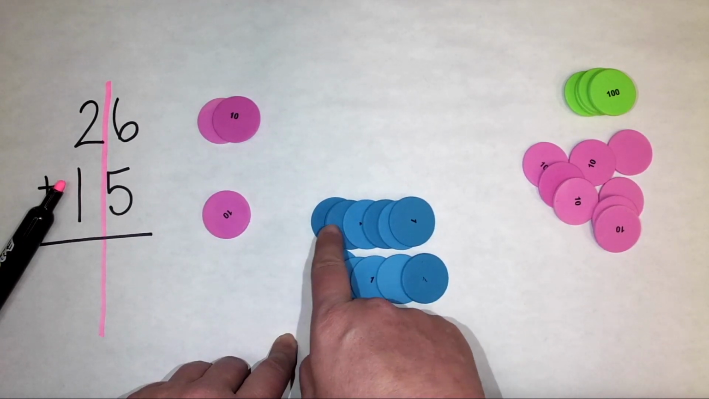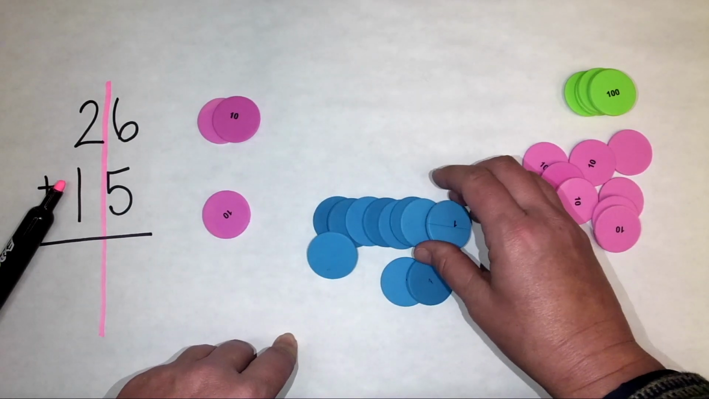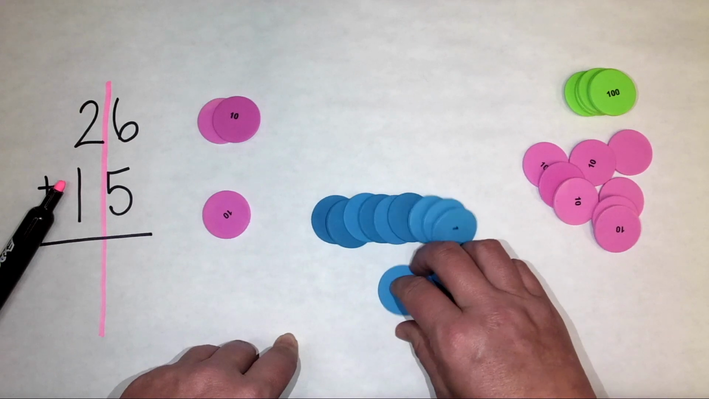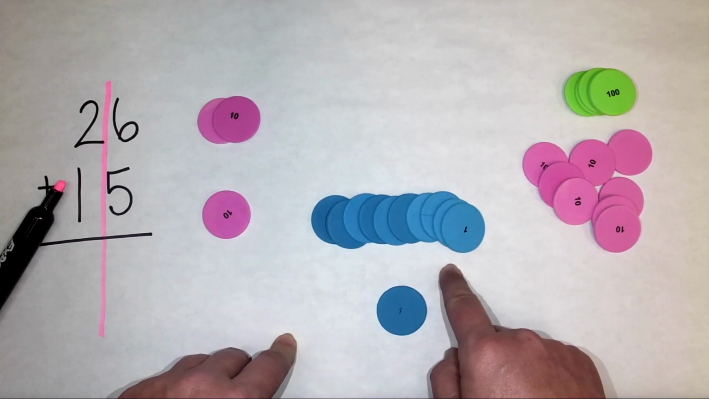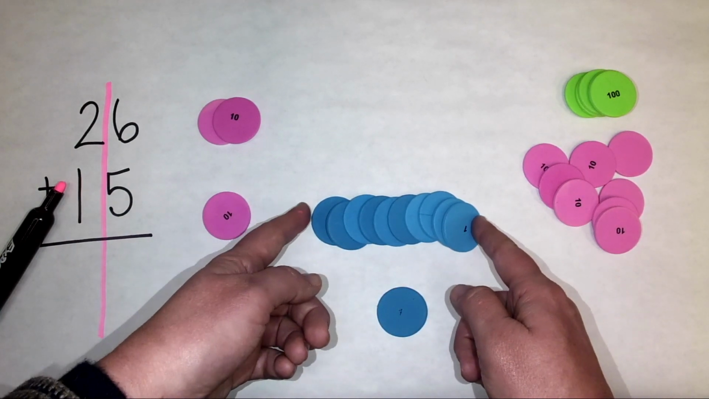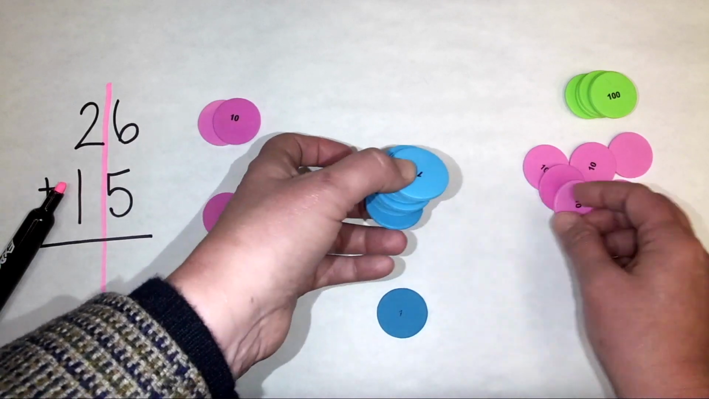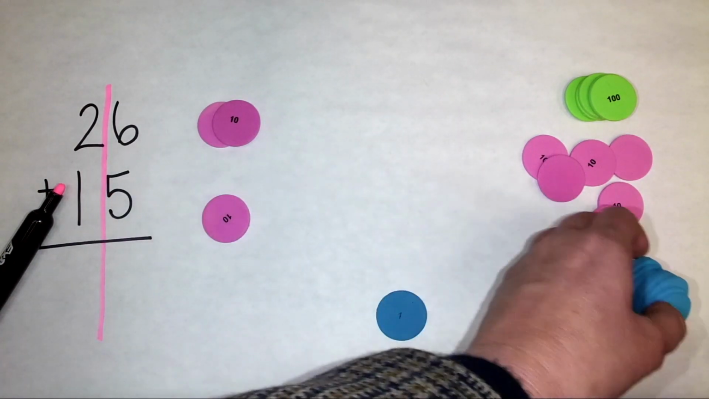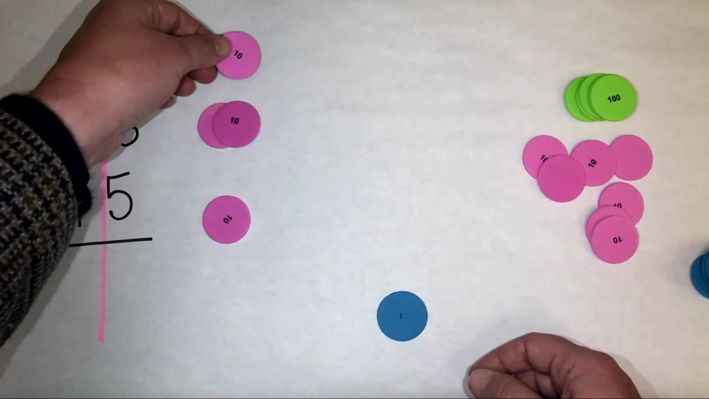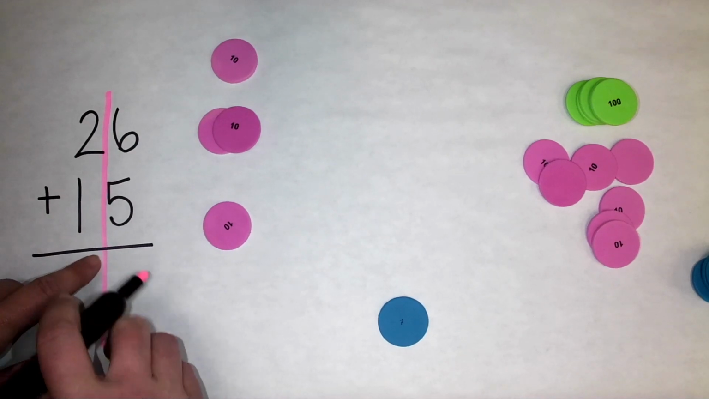So let's see, I have 1, 2, 3, 4, 5, 6. I'll put them in a group here. 7, 8, 9, 10. Oh my gosh, I do have more than 9 ones. Whenever I have 10 ones, I'm going to take those 10 ones and regroup them, or exchange them, for 1 ten. So I'm going to remove these from my mat, and I'm going to bring in that 1 ten. And what does that look like when I do that with my paper and pencil?